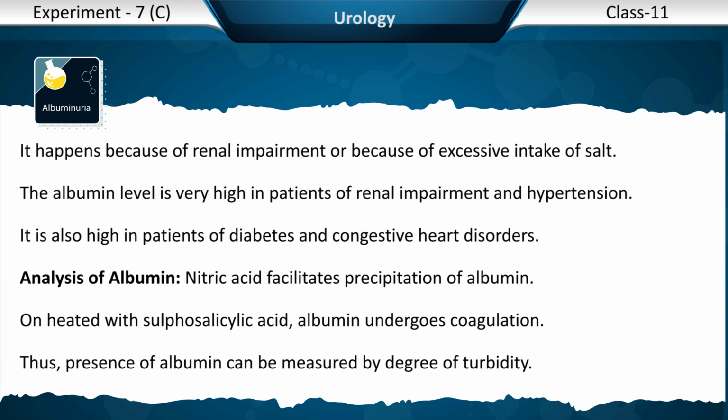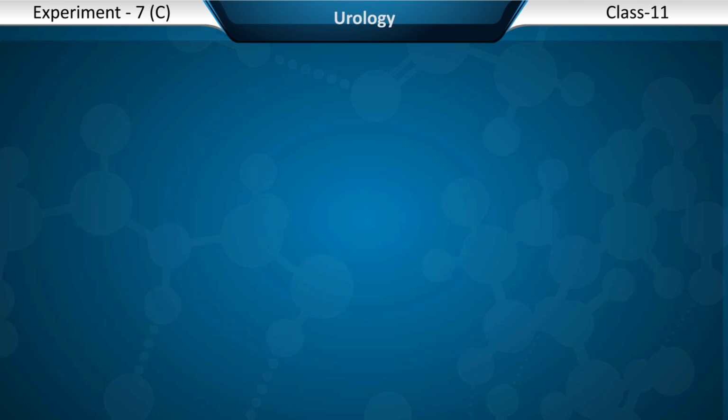Analysis of albumin. Nitric acid facilitates precipitation of albumin. When heated with sulfosalicylic acid, albumin undergoes coagulation. Thus, presence of albumin can be measured by degree of turbidity.